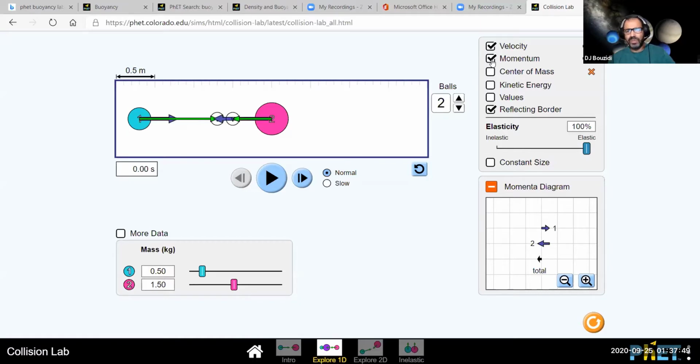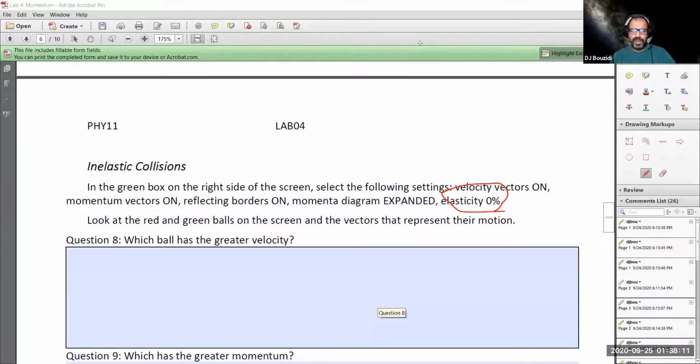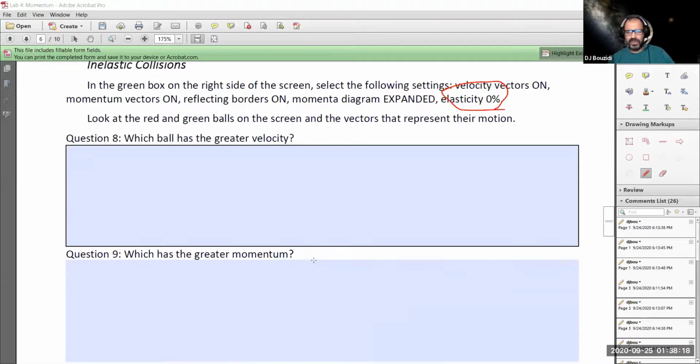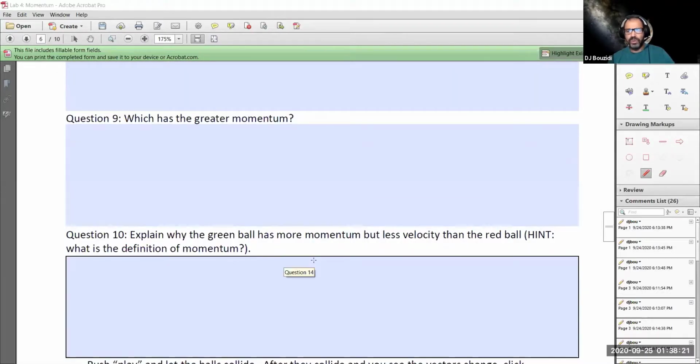Okay, if you want to check the momentum, again, remove the velocity to check the momentum by itself. Okay, which one has the bigger momentum? Which one has the bigger velocity? So those are the two questions that we're going to be asking in here. From your observations, you can easily tell. You don't make any changes, you don't give it more velocity or anything like that.